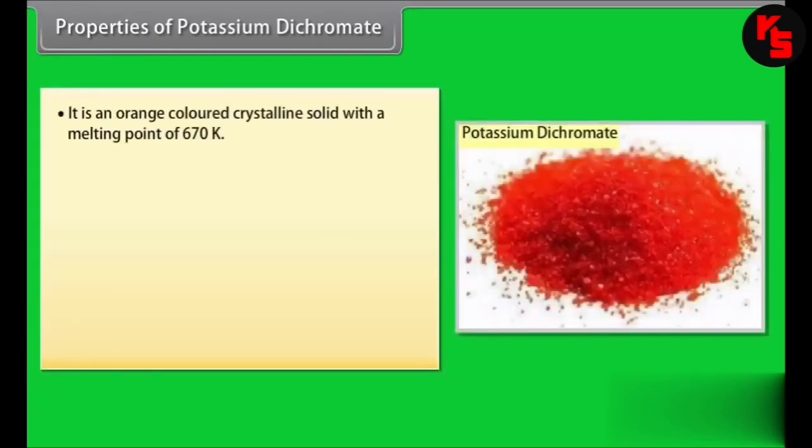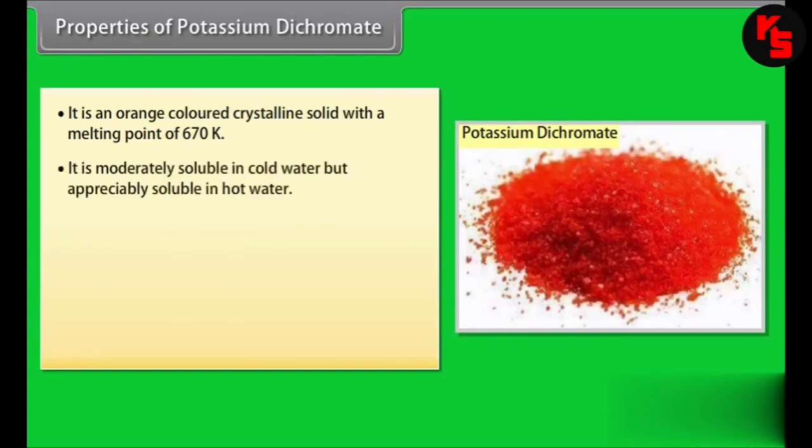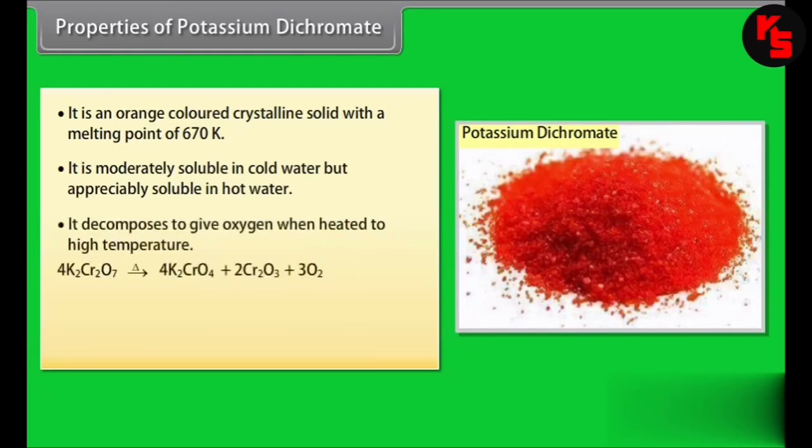Properties of potassium dichromate. It is an orange-colored crystalline solid with a melting point of 670 Kelvin. It is moderately soluble in cold water but appreciably soluble in hot water. It decomposes to give oxygen when heated to high temperature.